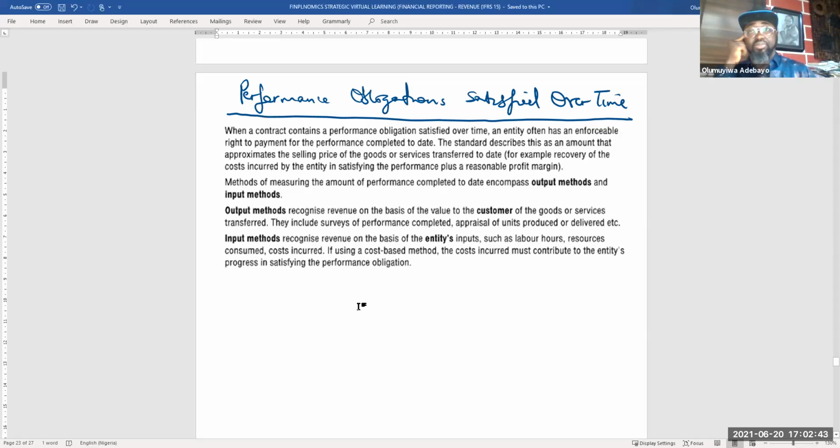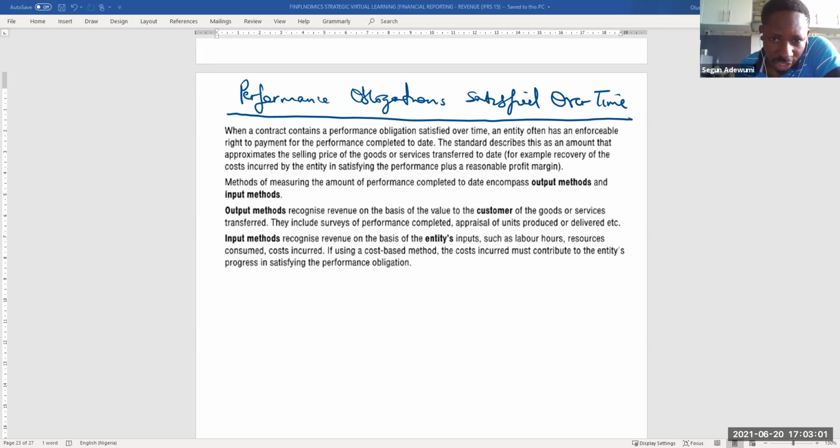Can somebody read this for us? Okay, performance obligations satisfied over time. When a contract contains a performance obligation satisfied over time, an entity often has an enforceable right to pay for the performance completed to date. The standard describes this as an amount that approximates the selling price of the goods or services transferred to date. For example, recovery of the cost incurred by the entity in satisfying the performance plus a reasonable profit margin.